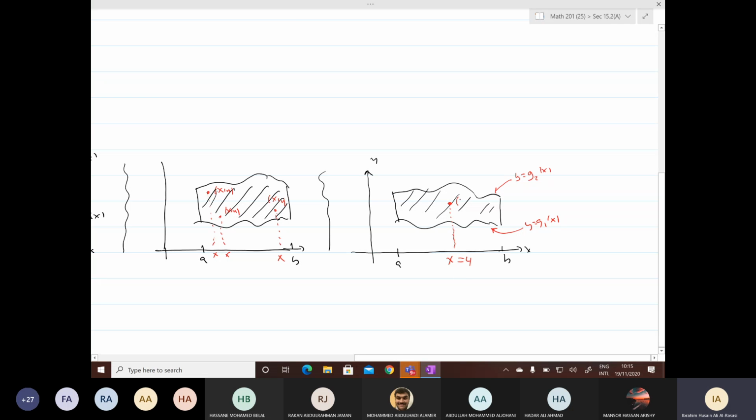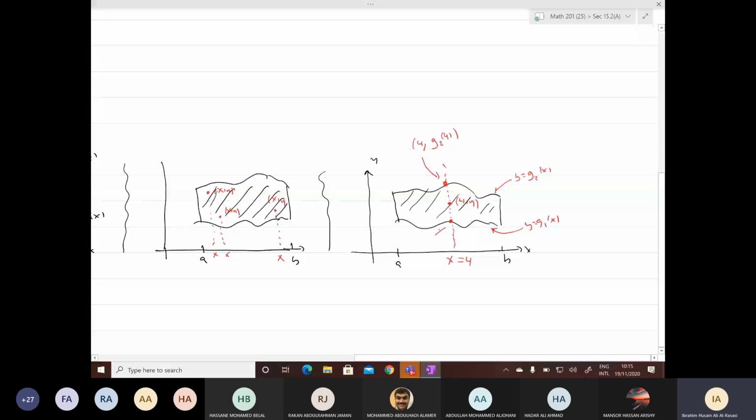What is this point? It will be (4, y). What are the possible values of y? On this line, if you just continue the line, I will have these two points, here and here, on the lower curve and the upper curve. What are the coordinates of this point? x is 4. What about the y coordinate for this point? You substitute in g2, so it will be g2(4).